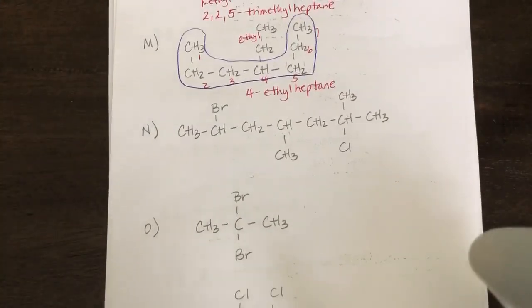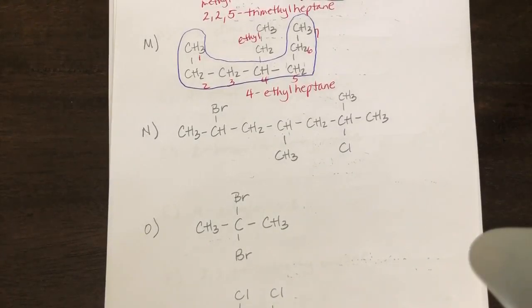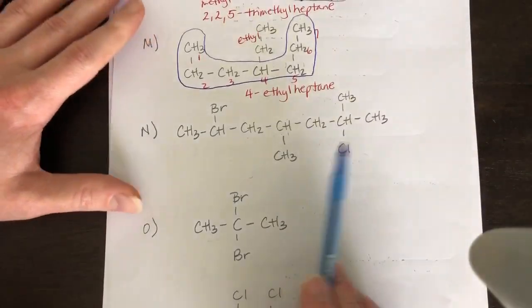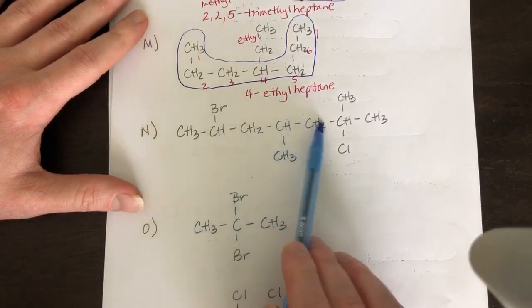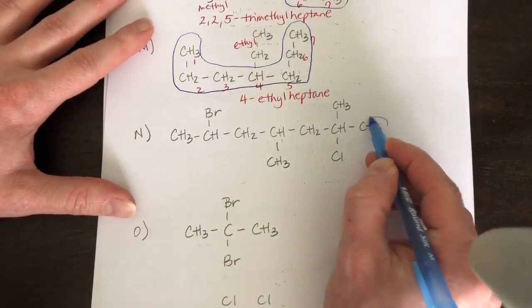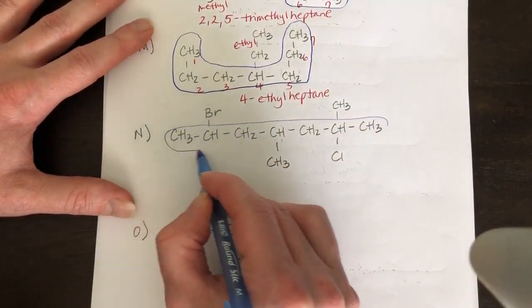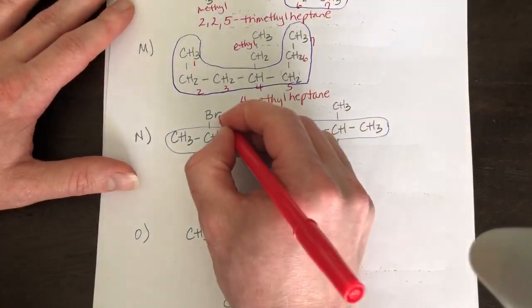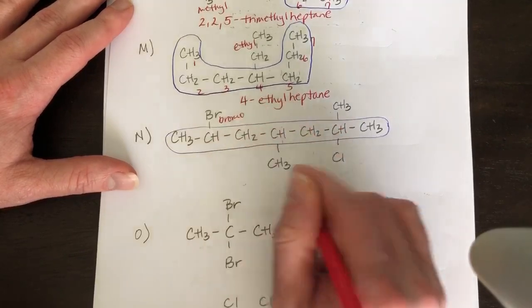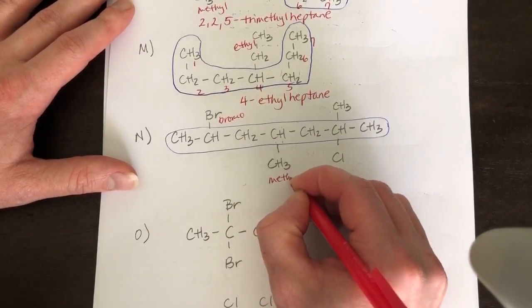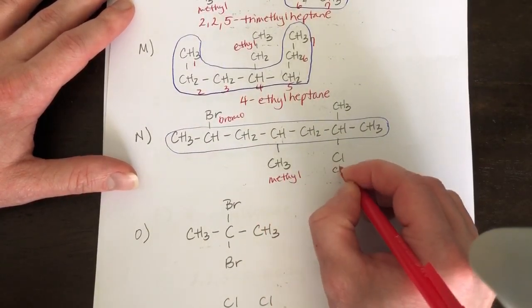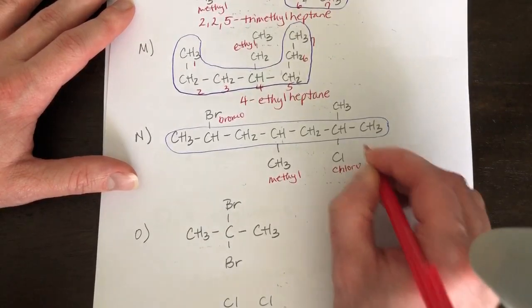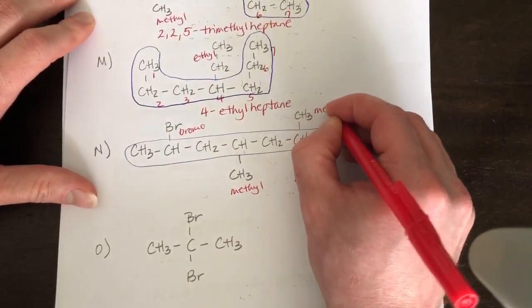Okay, next one. Longest chain of carbons. 1, 2, 3, 4, 5, 6, 7. Okay, we got a bromo. You got a methyl. You got a chloro. You got another methyl.